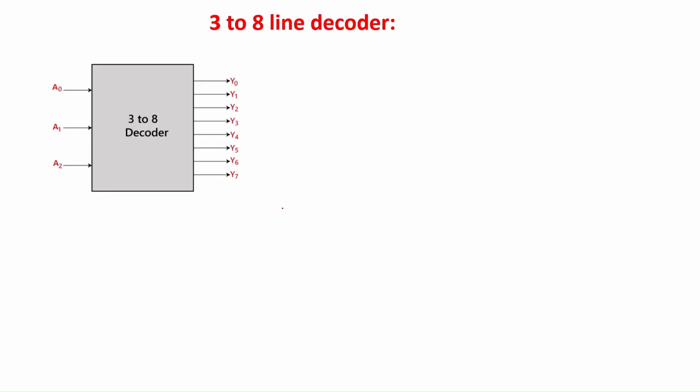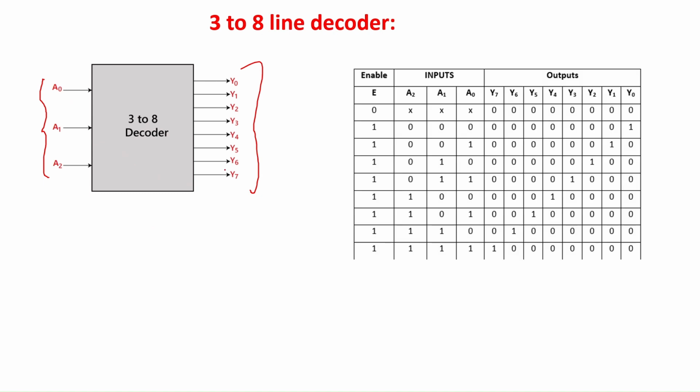Next is the 3 to 8 line decoder. It has 3 inputs A0, A1 and A2 and 8 outputs Y0 to Y7. This 3-bit input is converted to an 8-bit output. This is the truth table for the 3 to 8 line decoder. Similar to the previous decoder, when the enable input is 0, irrespective of the input, the output is 0. When the enable input is 1, the output depends on the input.